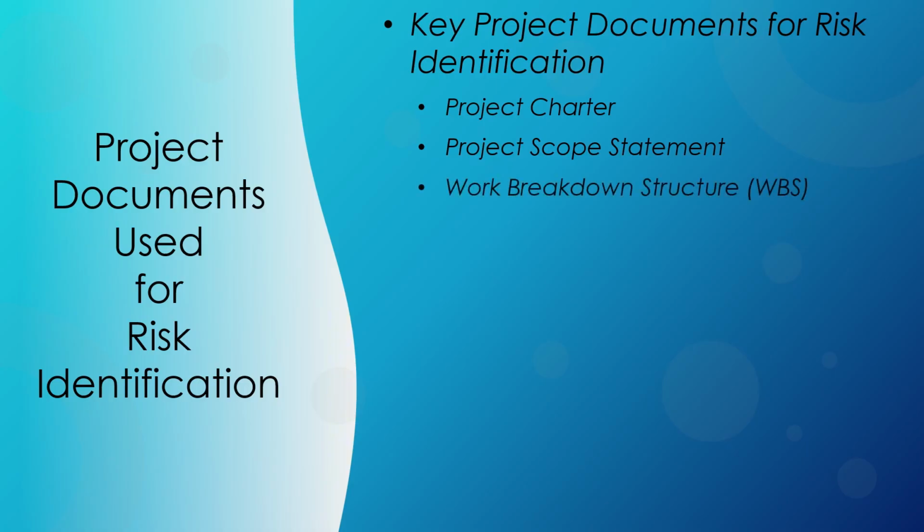The work breakdown structure, or WBS, is a hierarchical breakdown of project tasks and deliverables. It provides a detailed view of the project's work elements. By analyzing the WBS, project managers can identify risks related to task dependencies, resource allocation, and project complexity.